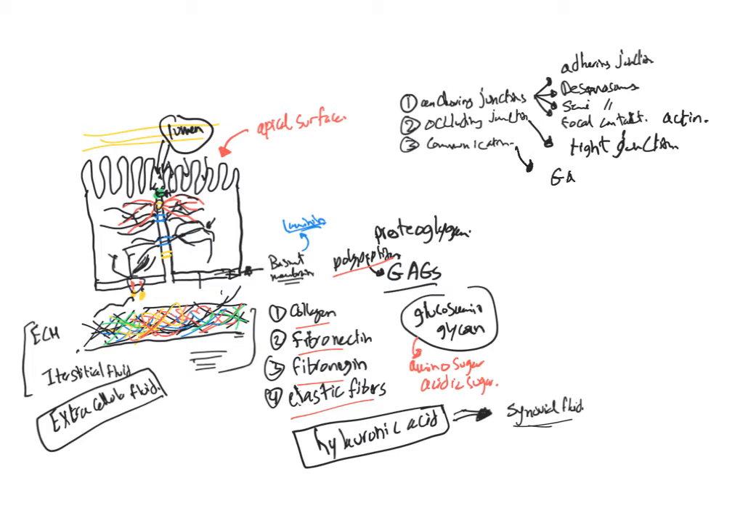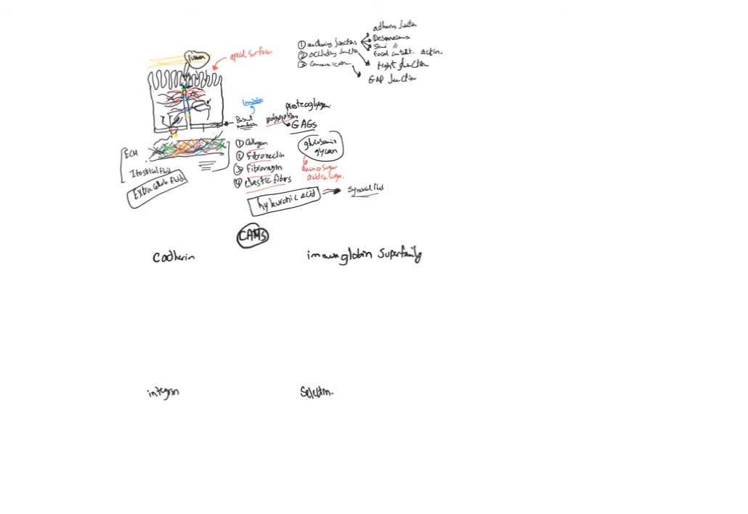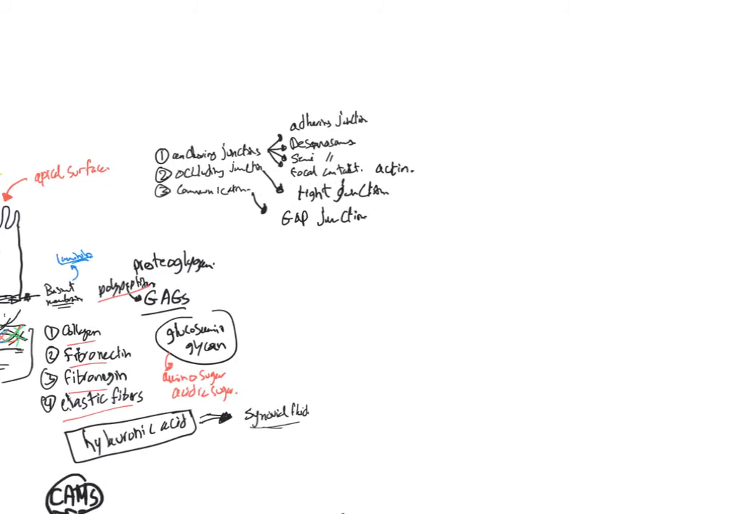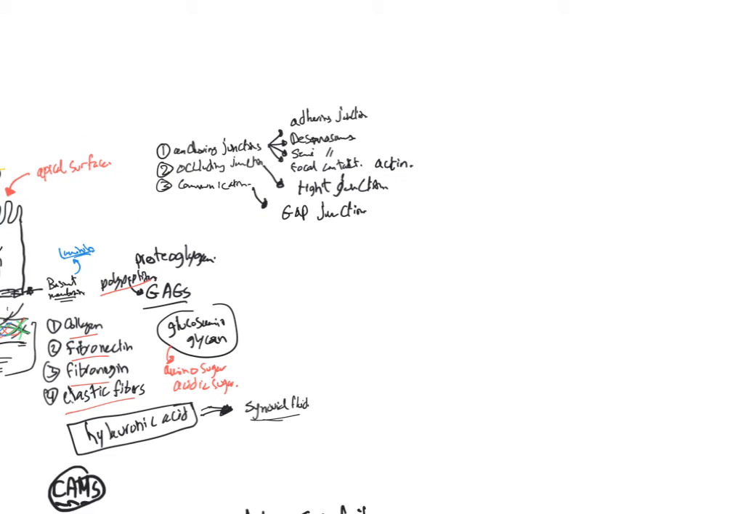gap junctions. And gap junctions, its main thing is cell-to-cell communication, the transferring of molecules from one cell to another. It's not for anchoring the cells. It's just there for cell-to-cell communication. And then we talked about cell adhesion molecules. So these are the actual molecules that all of these particles that I talked about are using.